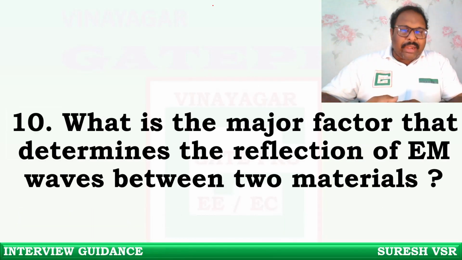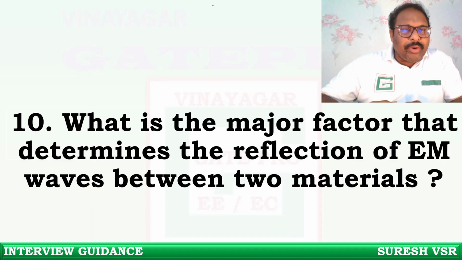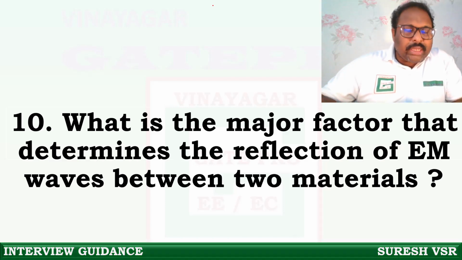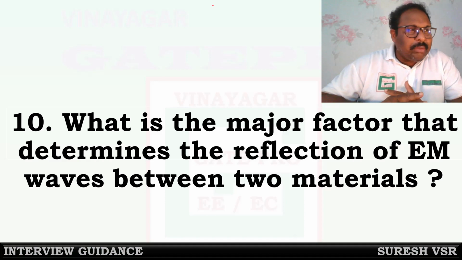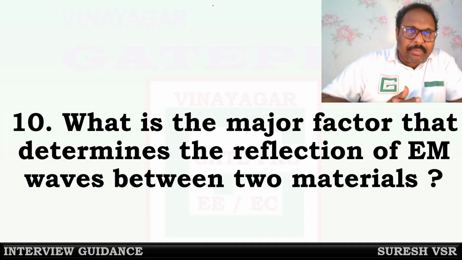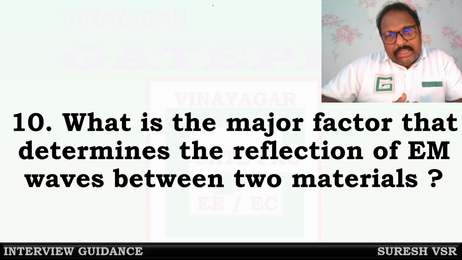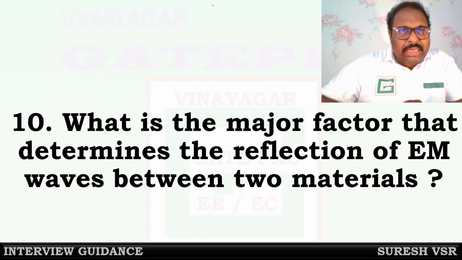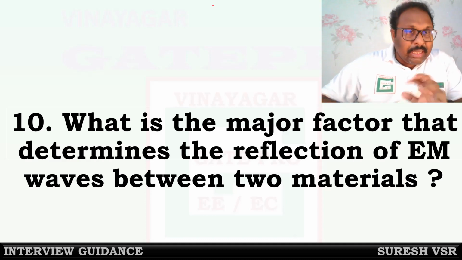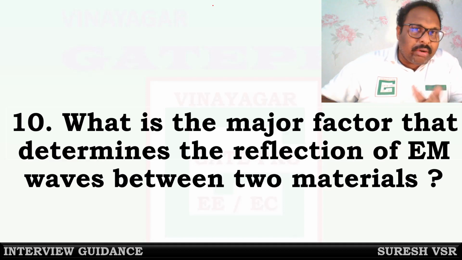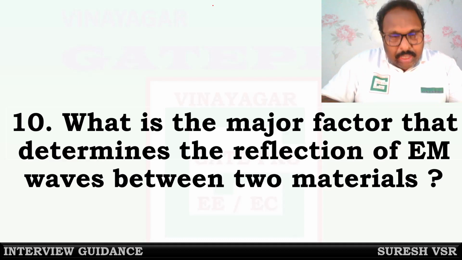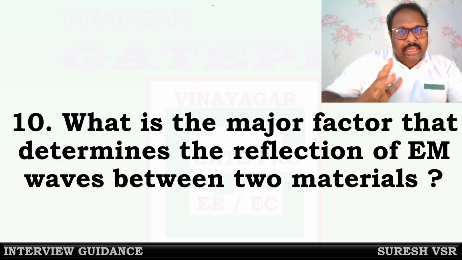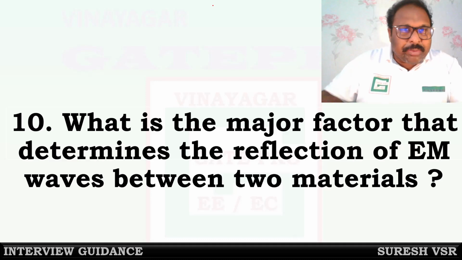What is a major factor that determines the reflection of an EM wave between two materials? What does the reflection coefficient depend on? It depends on the impedance mismatch, or the impedance difference of eta 2 and eta 1. So the major factor that determines reflection is eta 2 minus eta 1, the impedance difference. If impedances are equal, there's no question of any reflection. If the incidence is normal, it's only impedance mismatch dependent.